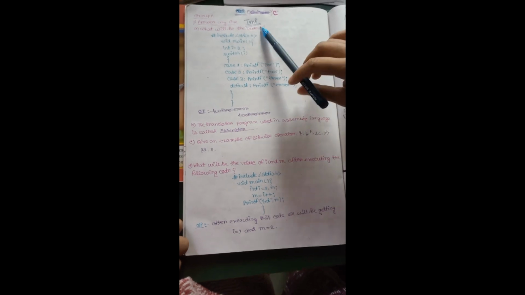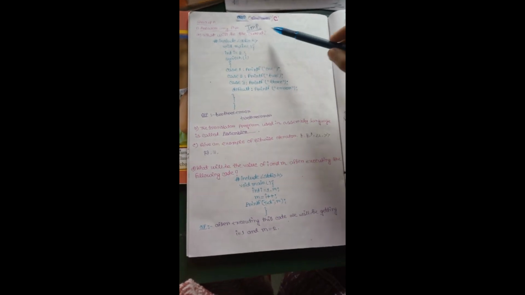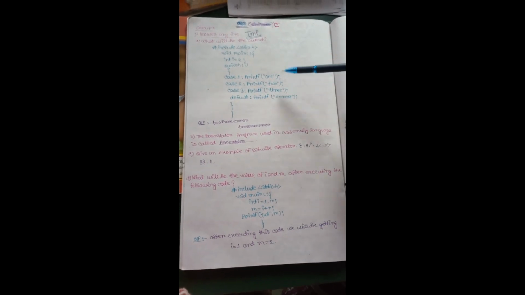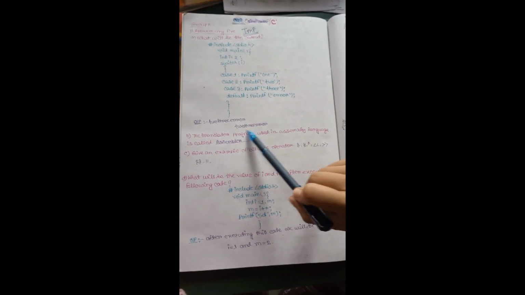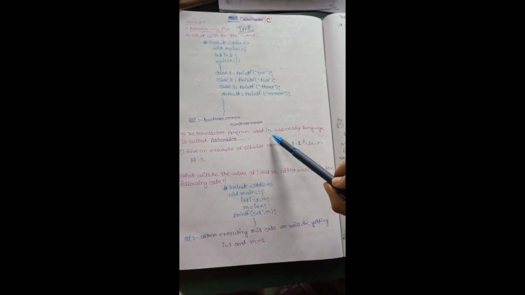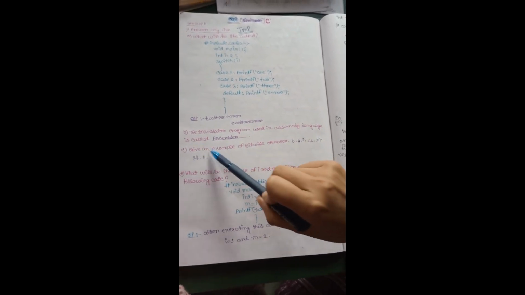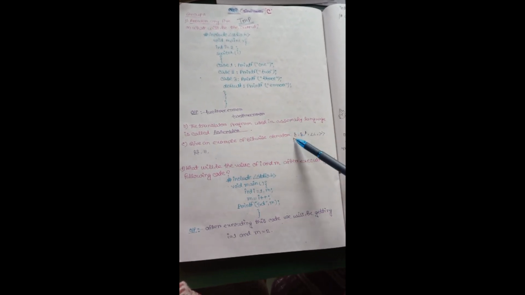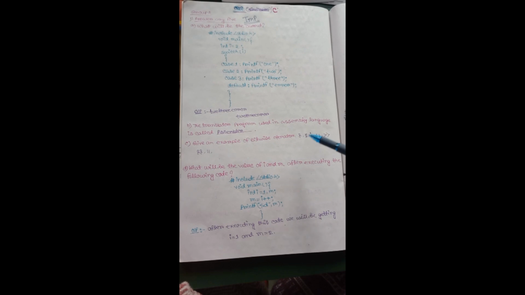Important questions of problem solving, programming for problem solving. What will be the output of this code? Here the answer is this, and here the translation program used in assembly language is called assembler. Give an example of bitwise operator. These are the examples of bitwise operator.